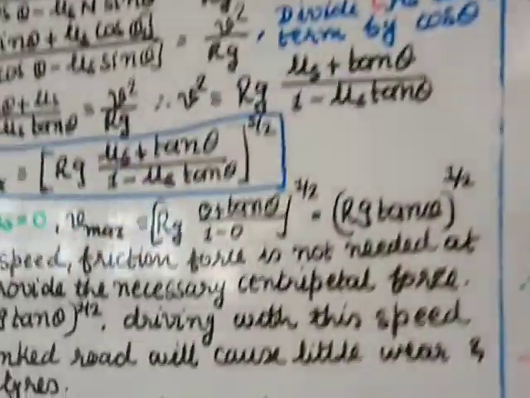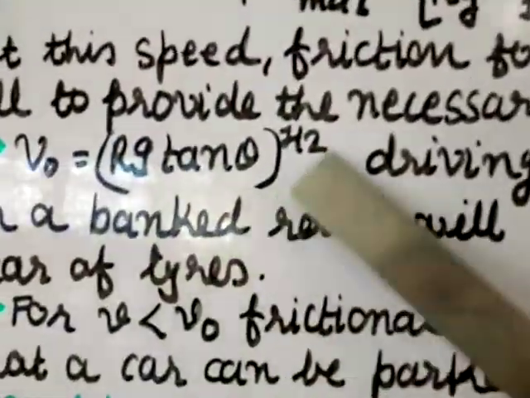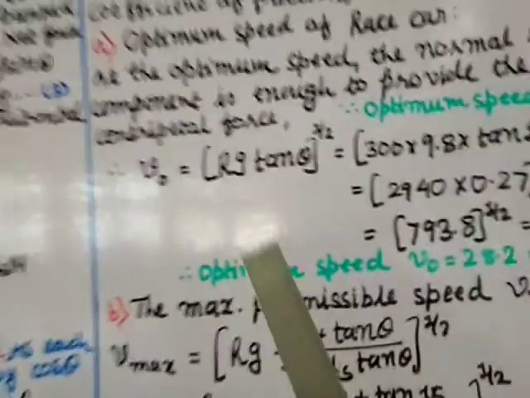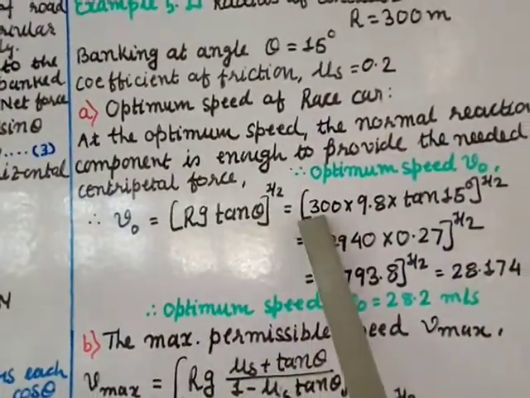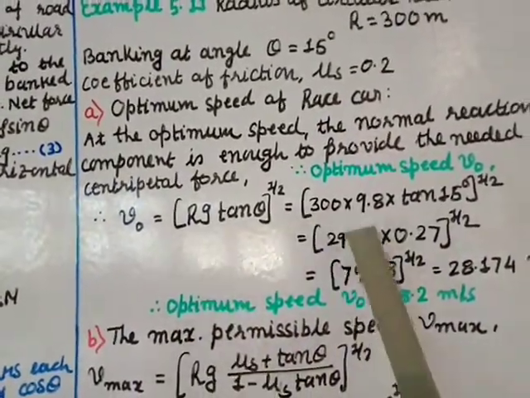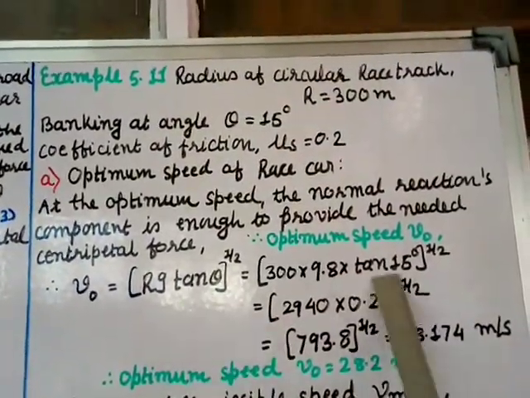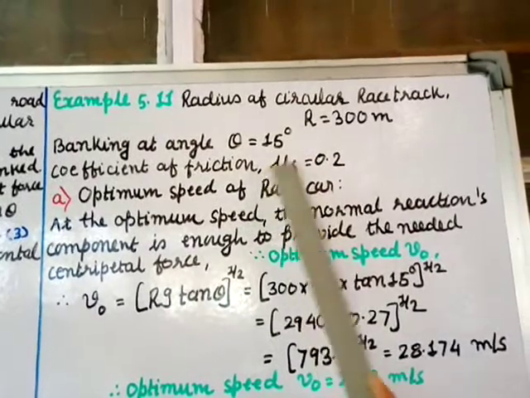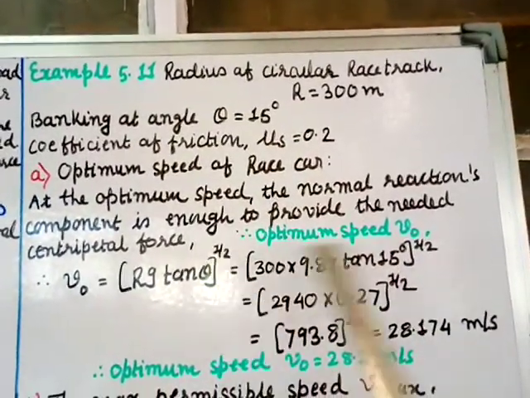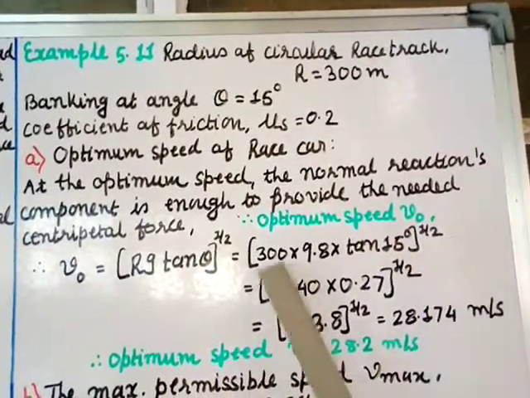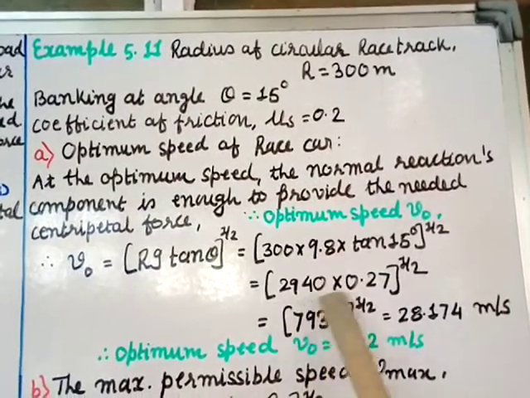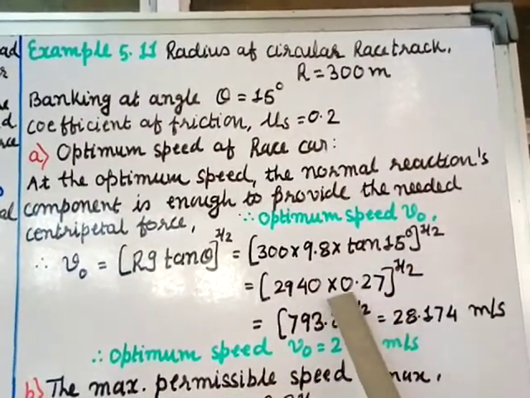Okay, this is the one. V0 equal to (Rg tan theta) power 1 by 2. We already proved that. So I use this value: R value is 300, into g, the acceleration due to gravity, that is 9.8, into tan theta, which is given to us as 15 degree. So you put here tan 15 degree, whole power 1 by 2. This product is 2940 into tan 15, whose value is 0.27.